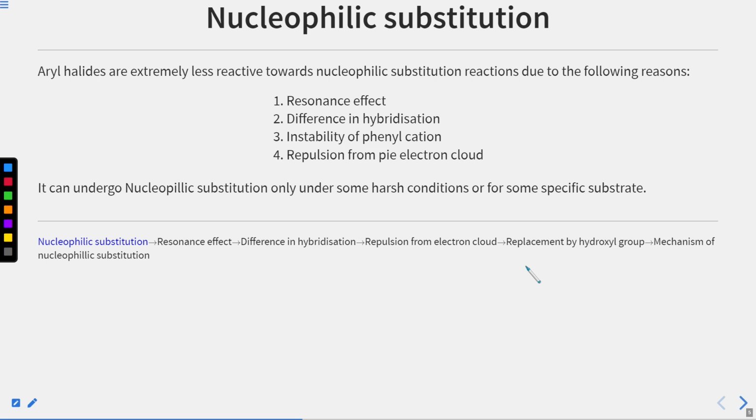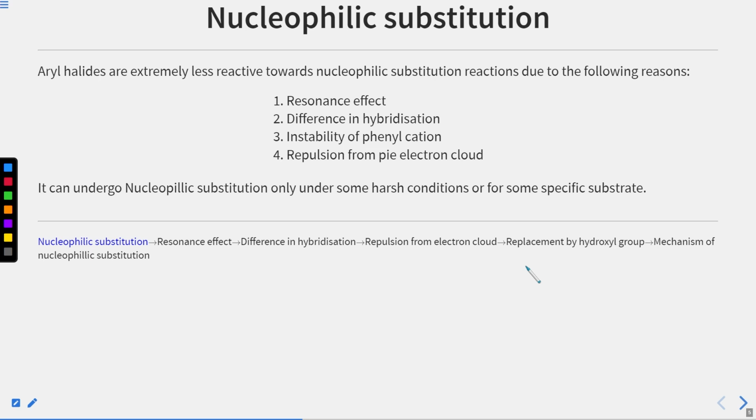Now in general, these aryl halides, all the haloarenes, are not that reactive towards nucleophilic substitution due to 4 reasons. We will go through these reasons one by one. But in some harsh conditions, or for some special derivatives of haloarenes, this compound can undergo nucleophilic substitution. We will see those derivatives, plus those harsh conditions. By harsh conditions we mean heating or using concentrated acid or something like that.